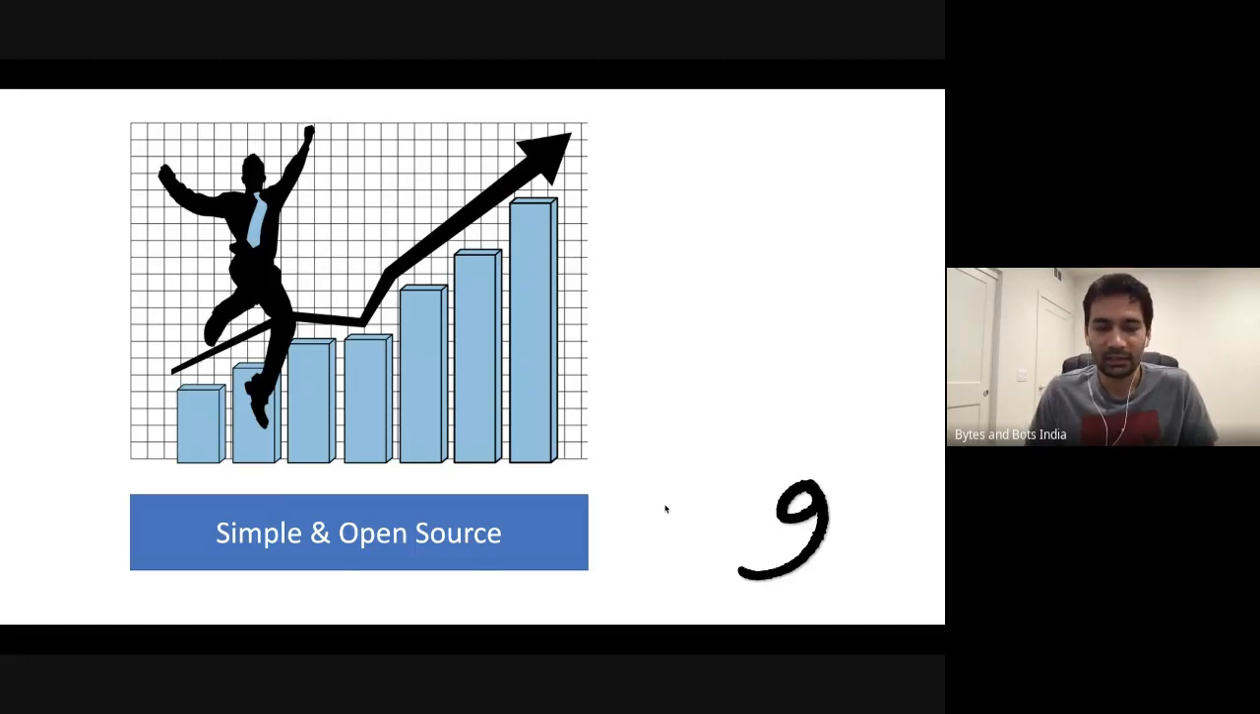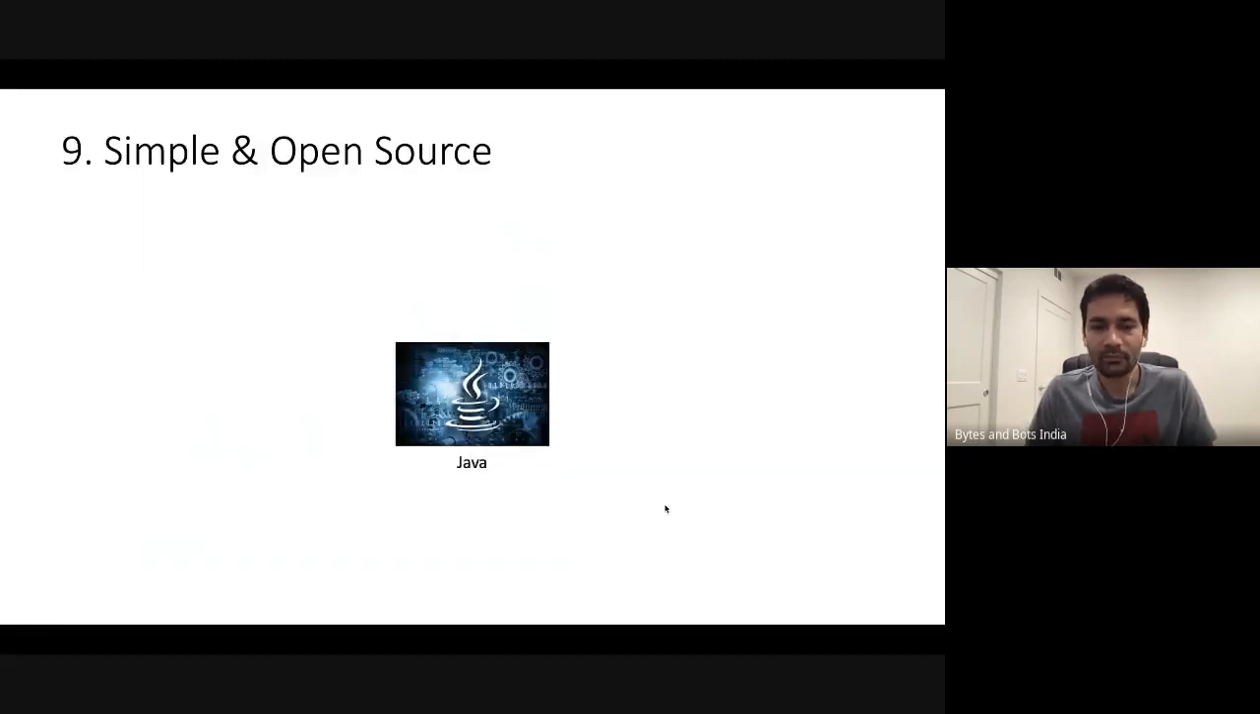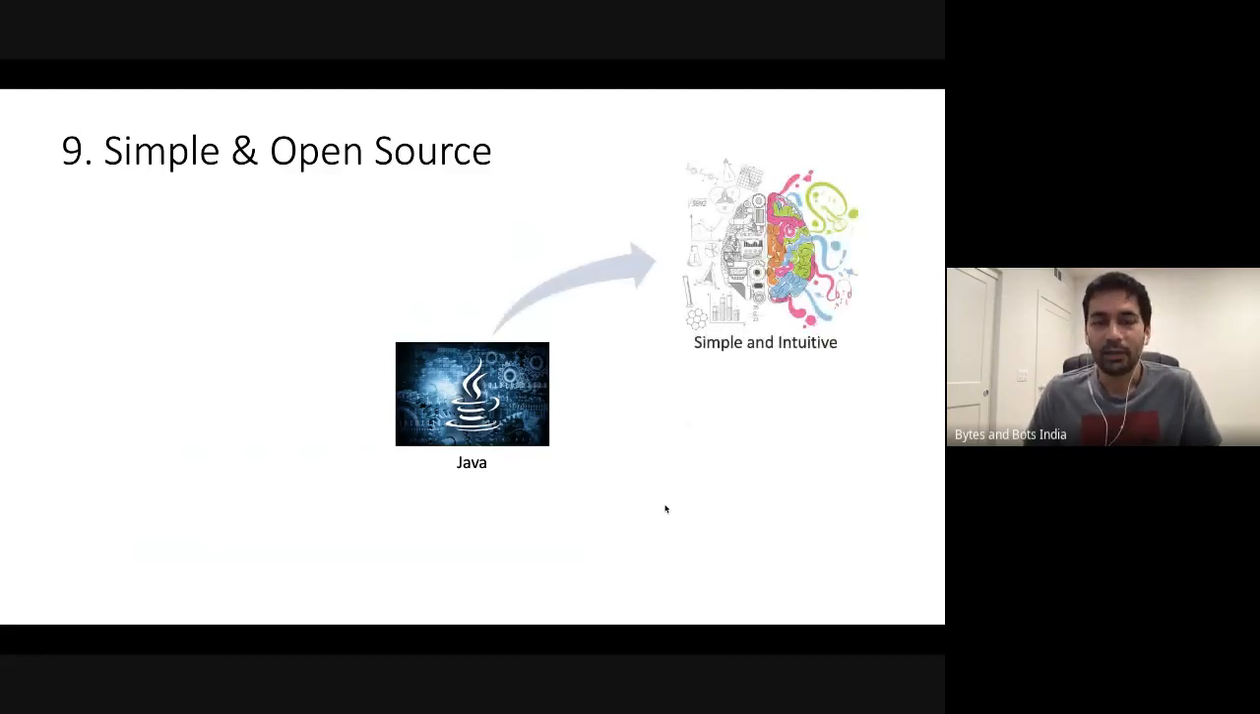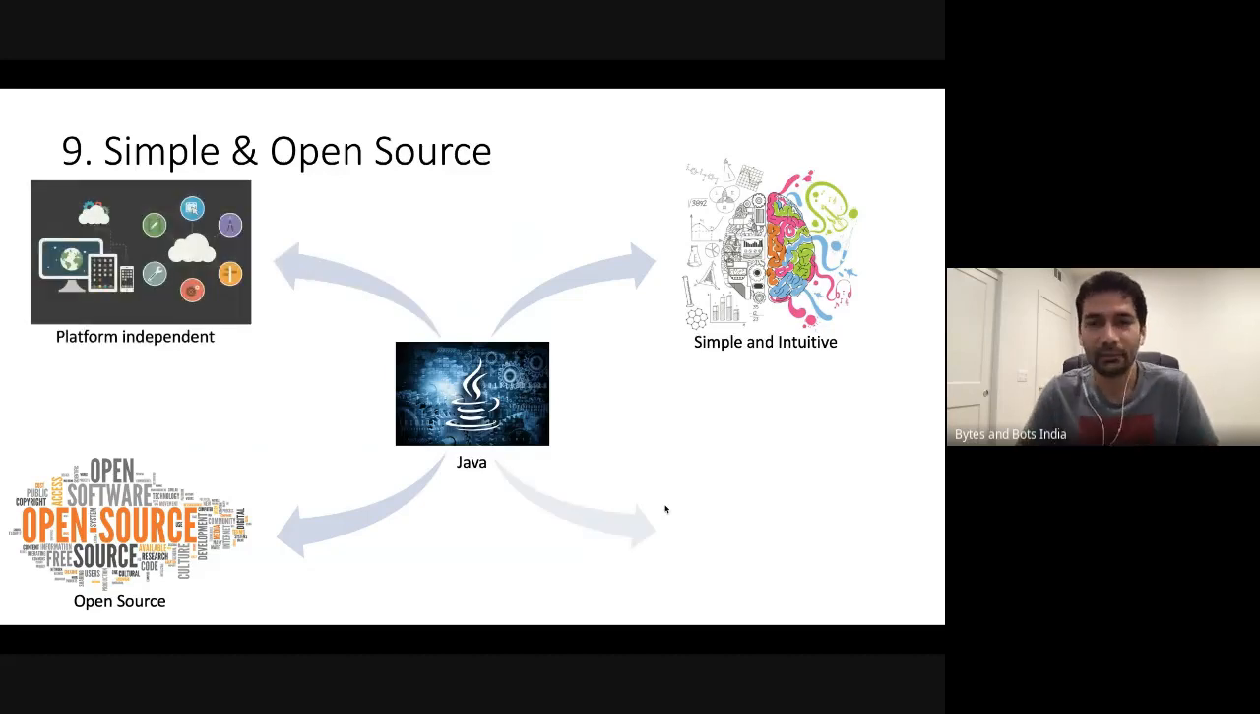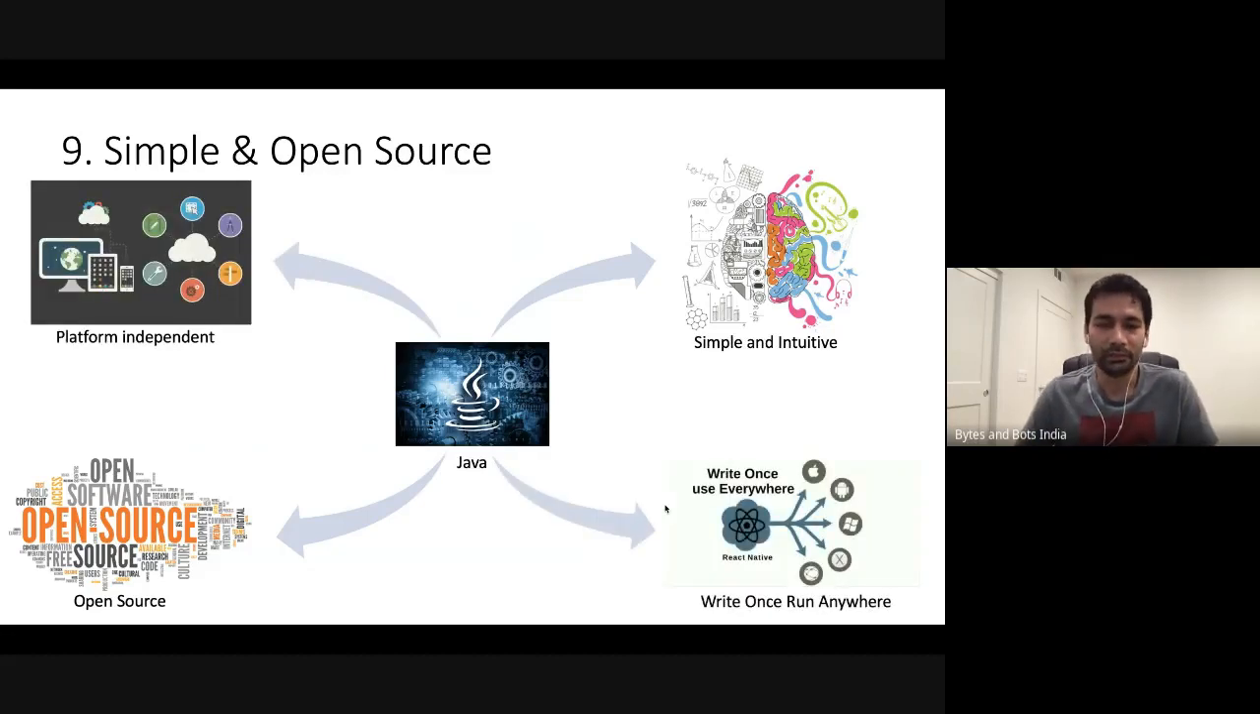Point number 10, simple and open source. So Java is very simple because it is very close to natural English language, and it is also open source. As it is close to our natural language, it is very simple and intuitive. If you don't know things in Java, it is easy to guess what it might be because it is like speaking English language. It is open source, which means the source code of Java is available for public use.